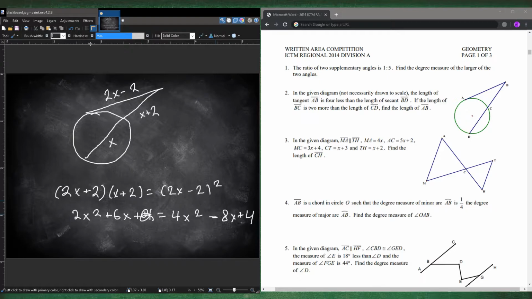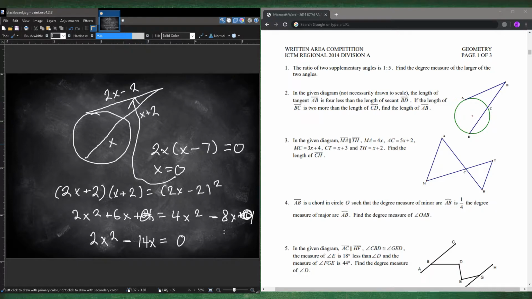Okay, so we could cancel out the plus 4's because we already have it on both sides. So then we subtract 2x, so 2x, then minus 14x. So it's equal to 0. So we could distribute out the 2x, so 2x, and then x minus 7 is equal to 0. So x cannot be equal to 0 because if you plug in 0 in here, that would make it negative. So x has to equal 7.